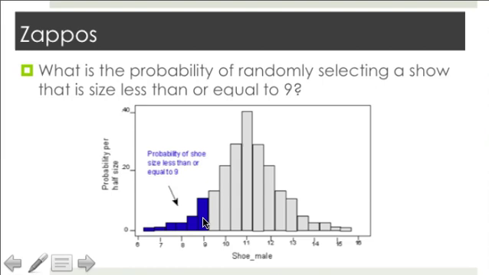And so the probability of randomly selecting a shoe that is less than or equal to size 9 would be the sum of all of these blue rectangle areas right here. We're not going to be concerned too much right now with what that actual area is. We just want to get this idea that we can compute the probability based on the areas that we see on the histogram.